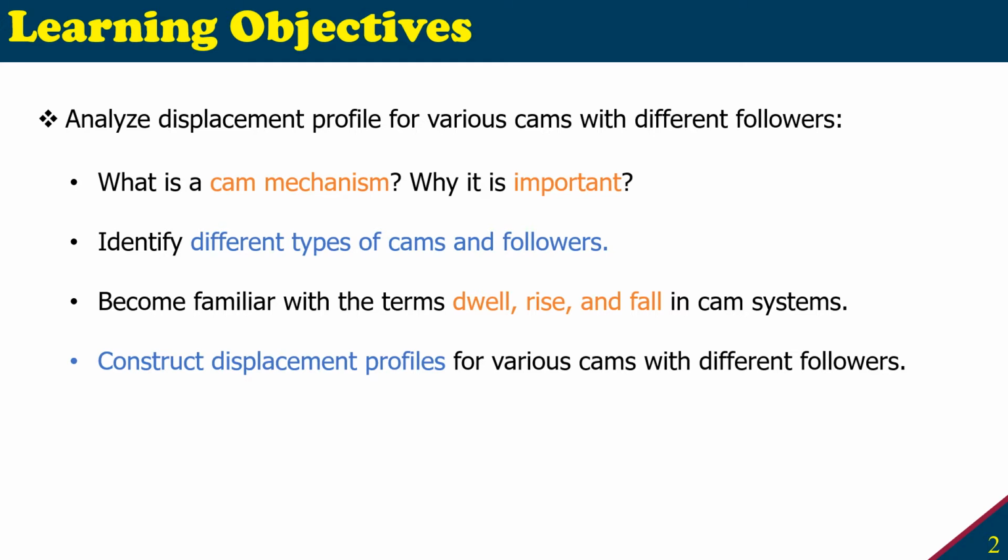If you remember, in lab 1 we studied the 4-bar mechanism, linkages. So why cam? And then we'll identify different types of cams and followers. There are so many different ways you can classify cams and followers, but we'll only focus on the types that we're going to study in this experiment, not the entire pool of cam and follower types.